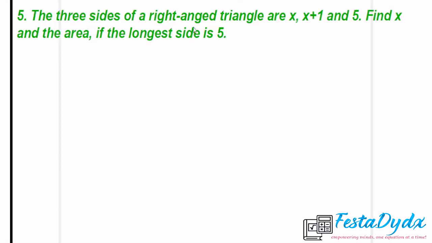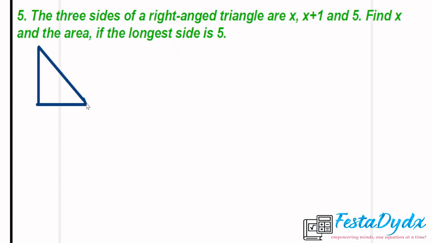The 3 sides of a right-angled triangle. Now we're working with another shape. The 3 sides of a right-angled triangle. Let's draw a right-angled triangle. This is a right-angled triangle. So the 3 sides of a right-angled triangle are x, x plus 1, and 5. Now find x and the area if the longest side is 5.